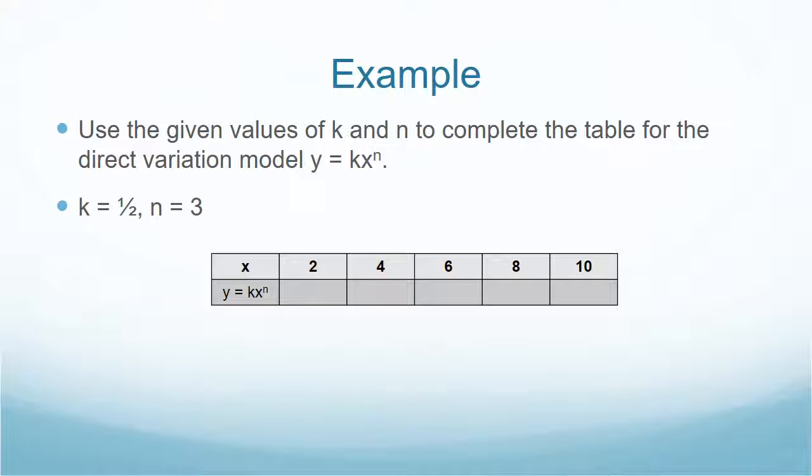Okay, now you're going to use the values of k and n to complete the table for the direct variation model y = kx^n. In other words, you're going to take each x given here in the table. k is going to be 1/2 and n is going to be 3, and you're just going to put them in the equation and get a y value. So for the first one, you're going to have 1/2 times 2 to the third. Pause the recording, fill out the table, and resume to check your answer.